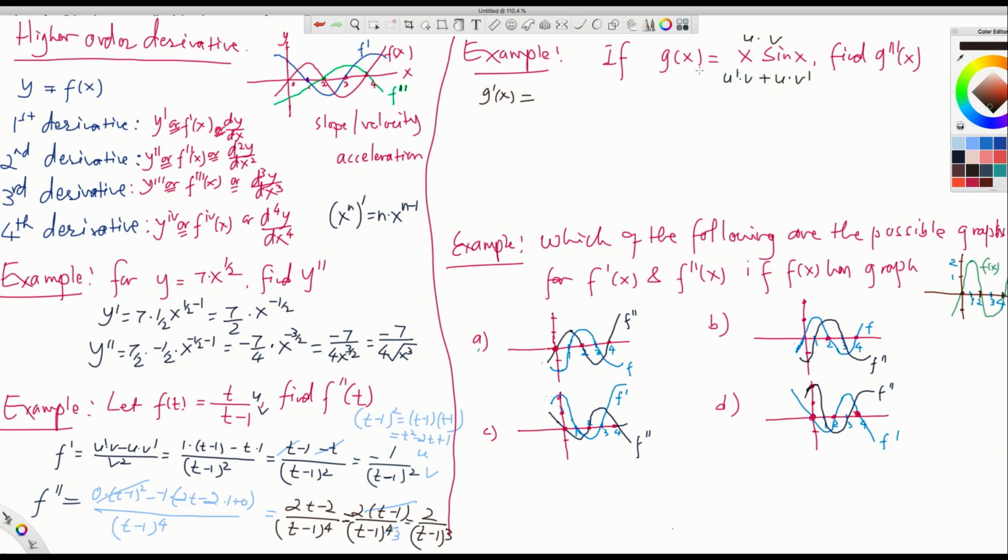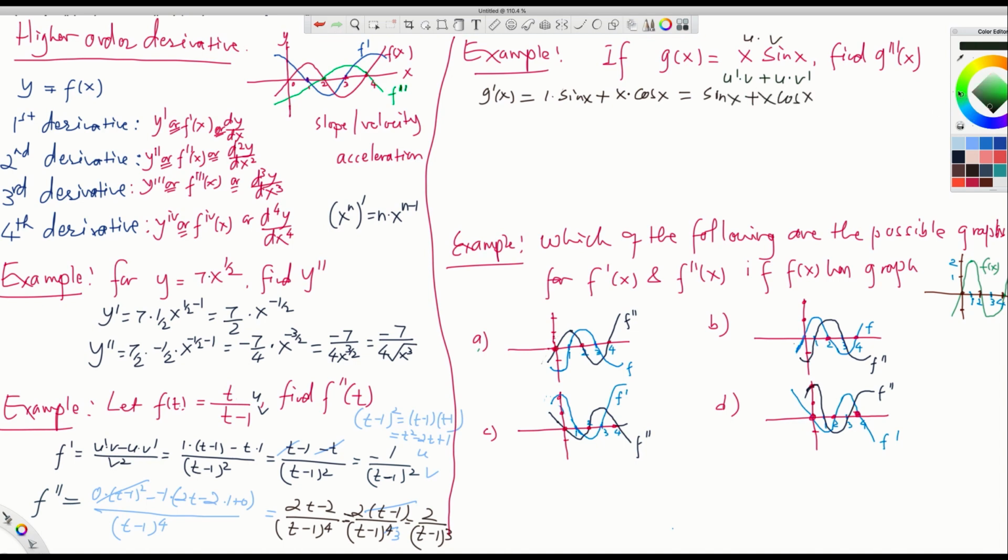So u prime is 1 times cosine of x, and then plus. There is a plus for the product rule, there is minus for the quotient rule, don't forget that. And then u is x, times v prime. u prime is 1, v is sine x, right? I don't have to find the derivative of sine x for the first time, so sine x stays, sine x plus x, the u stays the same, and then v prime is cosine of x. So if you simplify that, you will get sine x plus x cosine of x.